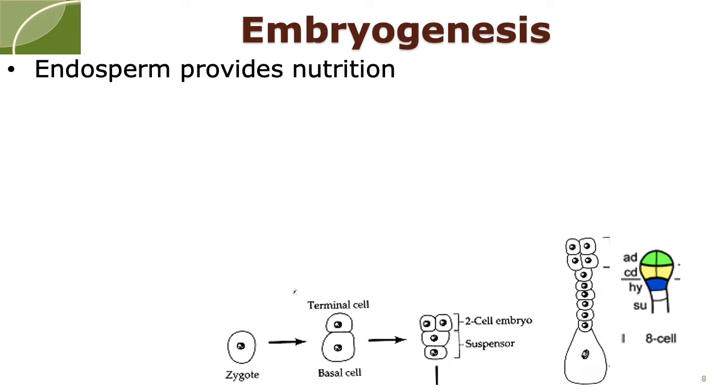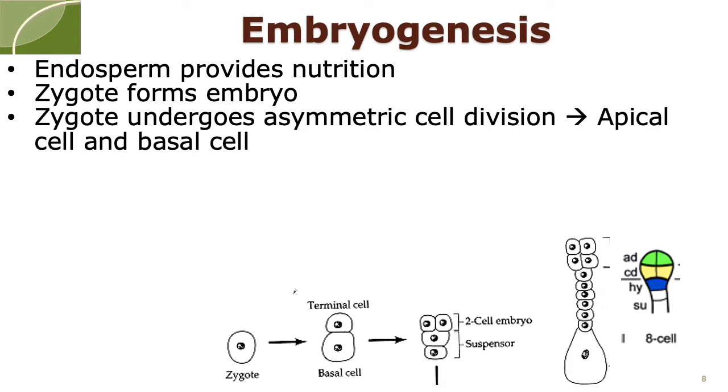Now that double fertilization is complete, we saw that it resulted in an endosperm that provides nutrition to a diploid zygote, which undergoes development to form an embryo. The first stage of development for the zygote is asymmetrical cell division, which gives rise to an apical cell and a basal cell. So in this figure where it says terminal cell, that upper cell is also called the apical cell, and the lower cell is called the basal cell.